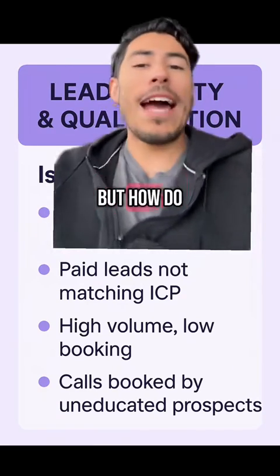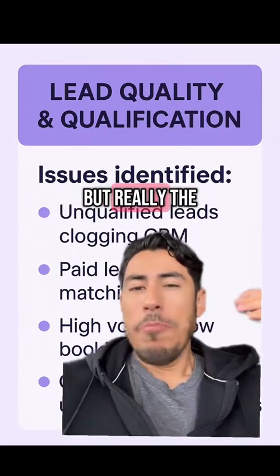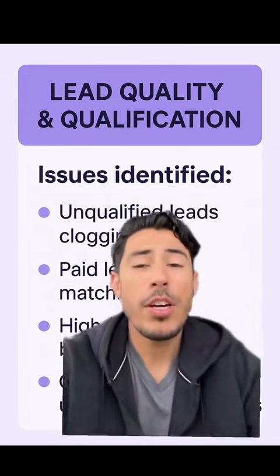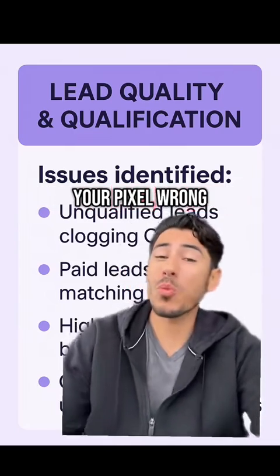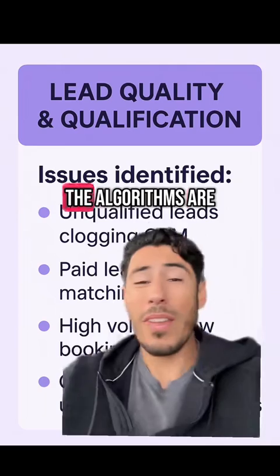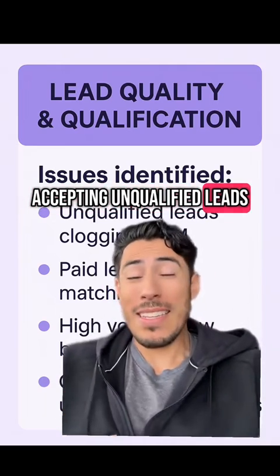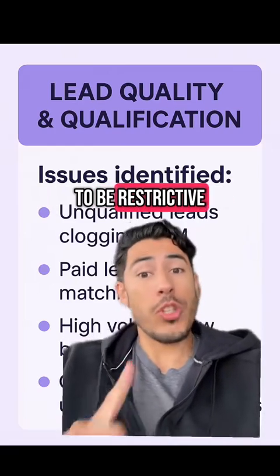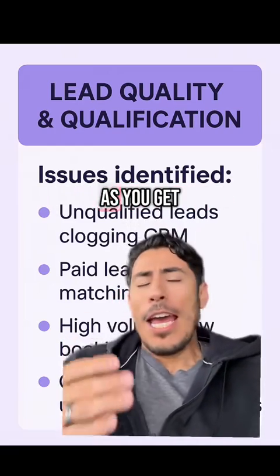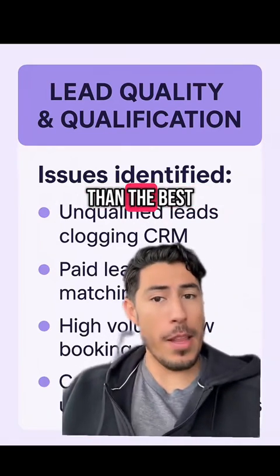Okay, those are the problems, but how do you solve it? So this first one is quite simple, but really the devil's in the details. When you're dealing with this problem, you're probably educating your pixel wrong. You're educating your targeting wrong. The algorithms are confused because you're accepting unqualified leads. And what does that bring you more of? More unqualified leads. So you have to be restrictive. Think of this as you get what you settle for. So you can't settle for less than the best.